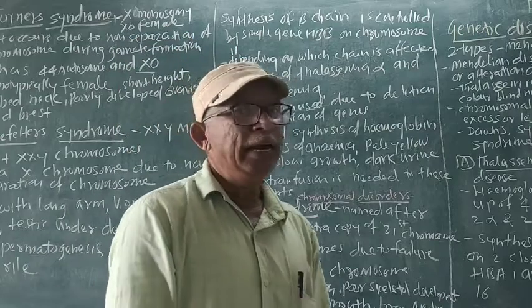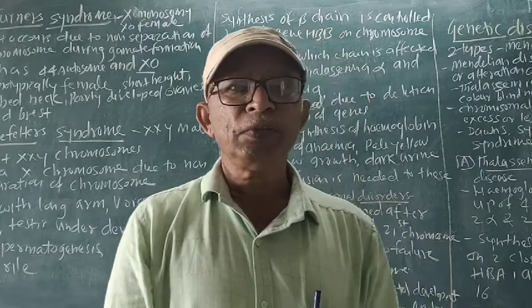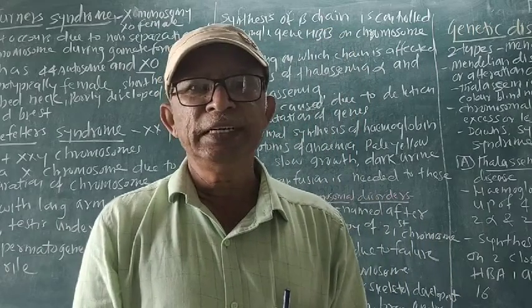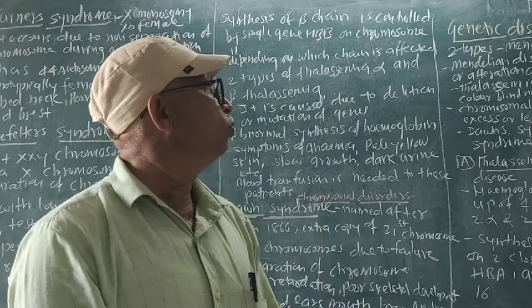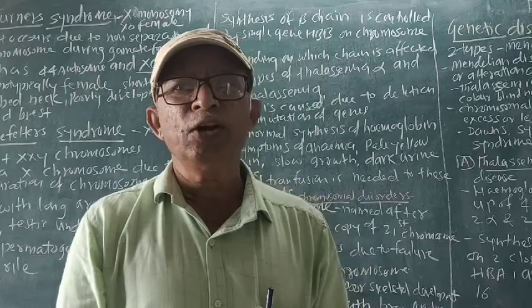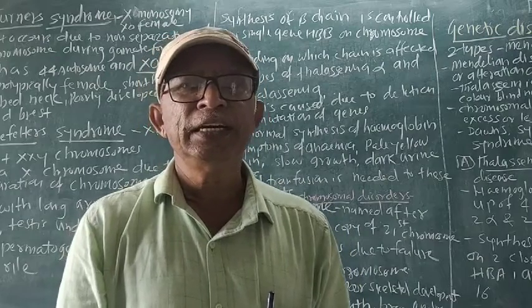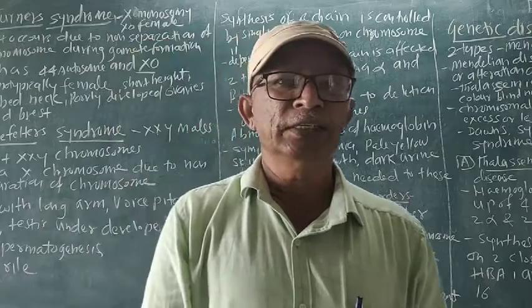Now the Mendelian disorders are due to mutation. What is mutation? Sudden change in the chromosome number. This is called the mutation. So there is alteration of gene. The gene may be altered or any change takes place in the gene. These are grouped under Mendelian disorders.